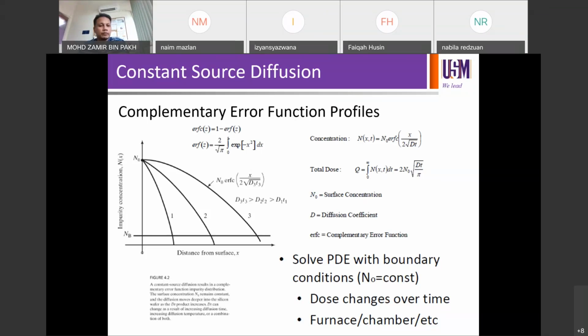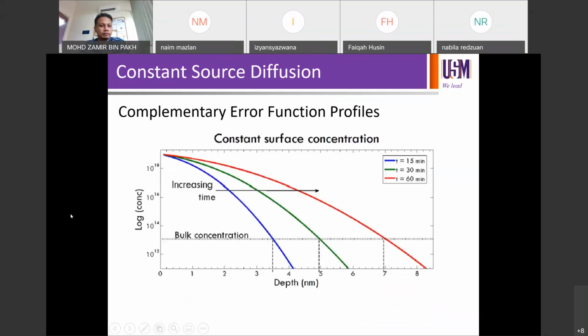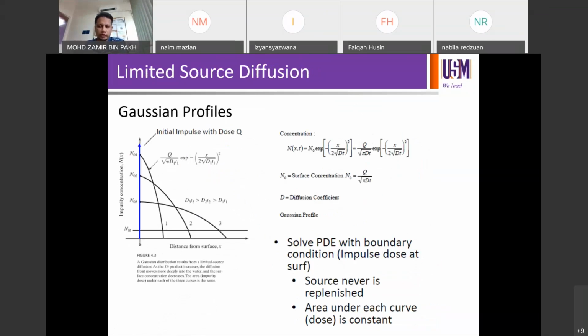On the other hand, if you look at limited source diffusion, which we call the Gaussian profile, the first one was called the error function profile. If you increase your process duration, or your Dt value increases, you're going to see your profile moving into the silicon just like the previous case. But in this case, your N naught value decreases as your Dt value increases. So you're going to see your N naught value on the y-axis reduce with increasing Dt, or longer process duration. And this is given by a Gaussian profile.